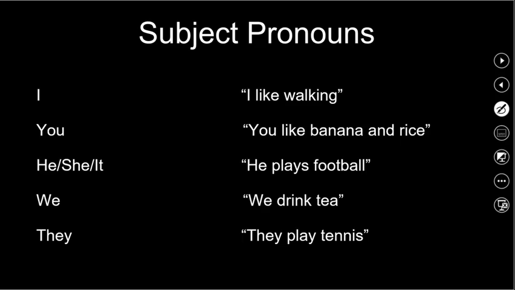Okay, let's move on. I'll give you examples of subject pronouns. The subject pronoun I is a singular first person subject pronoun. An example in a sentence: I like walking. Notice how I is the subject and like is the verb. I is in the place of the subject. My name is Mahmoud, and instead of saying Mahmoud likes walking, I could say I like walking, because I'm talking about myself.